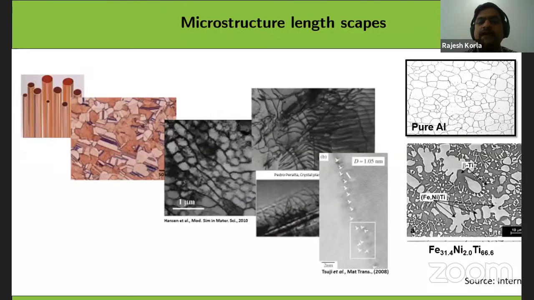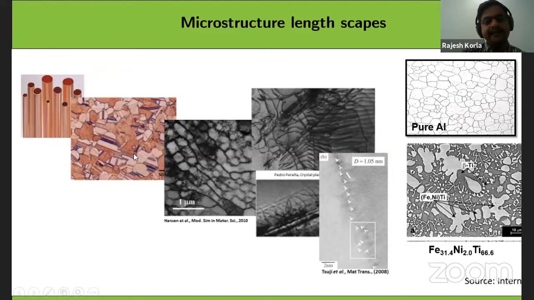This is why we have to do this micro hardness scale first, before going to the smaller length scale. For example, take the length scale of any microstructure. All these pictures I got from the internet. This is copper piping, and in the optical microscope this is how the grains look. It is basically in the micron length scale.